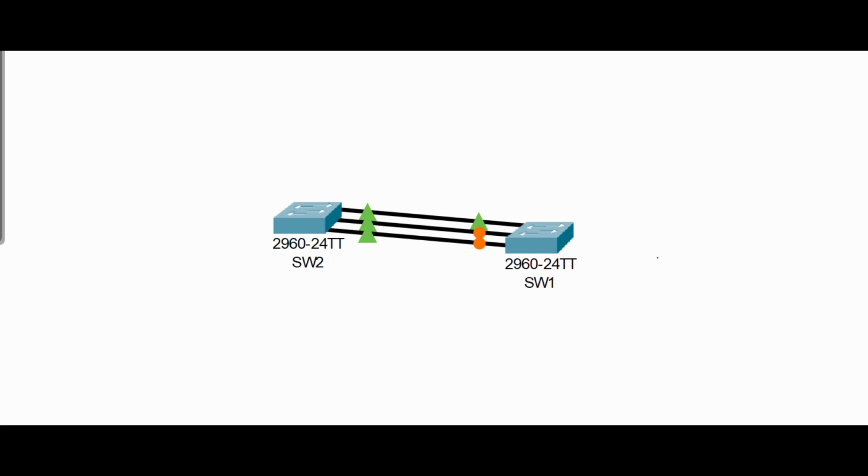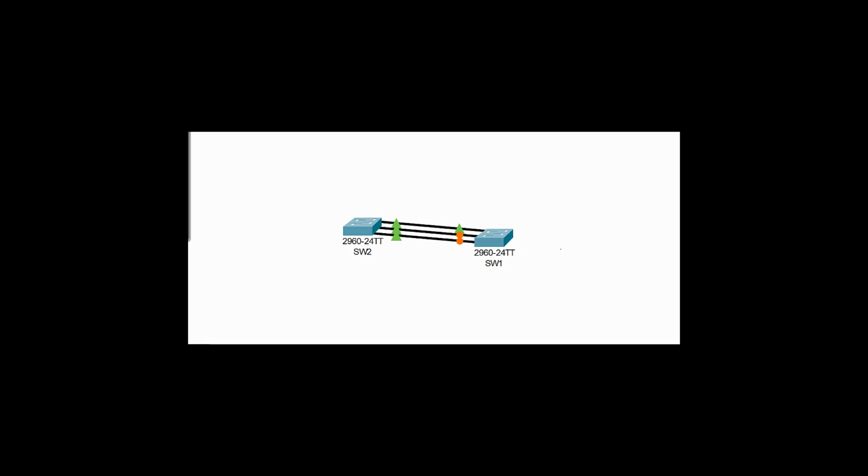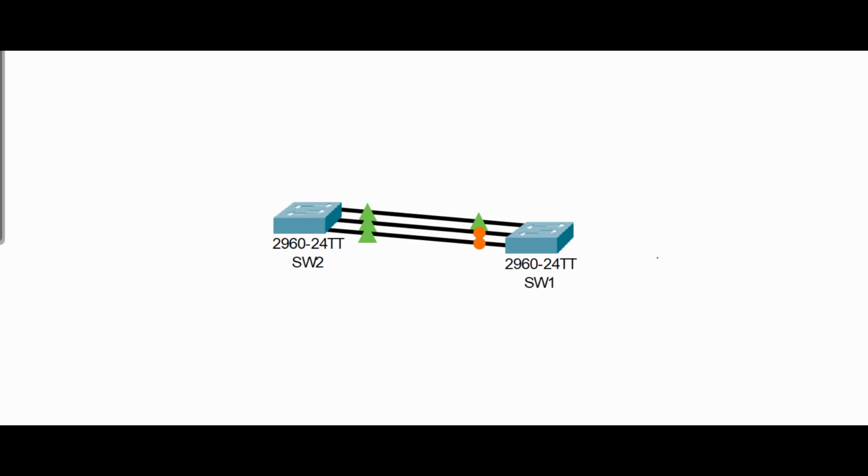All right, some guidelines. The interfaces have to be identical. You should not be mixing and matching speeds, such as Fast Ethernet and Gigabit Ethernet, and also don't mix PAgP with LACP. Also, and I forgot to put it on the slide, you can aggregate anywhere from 2 to 8 links using Cisco switches.